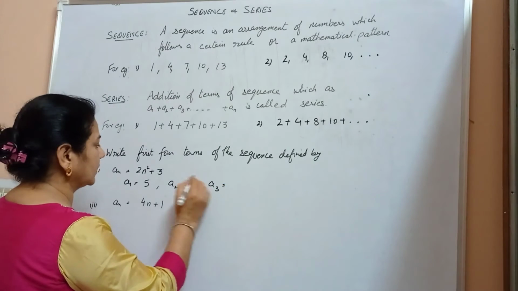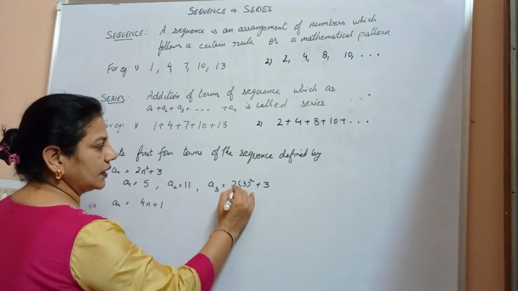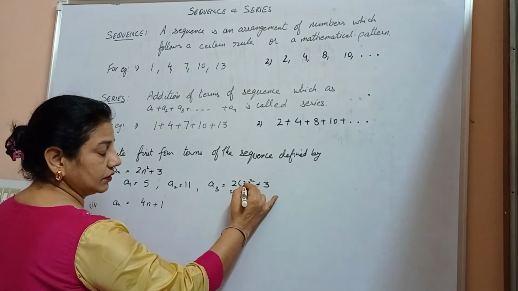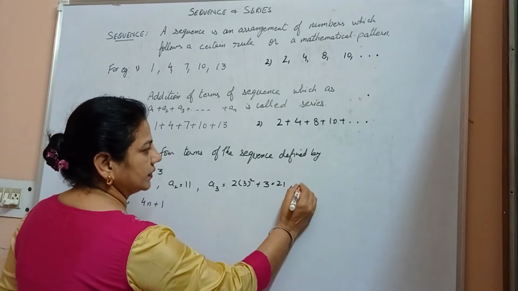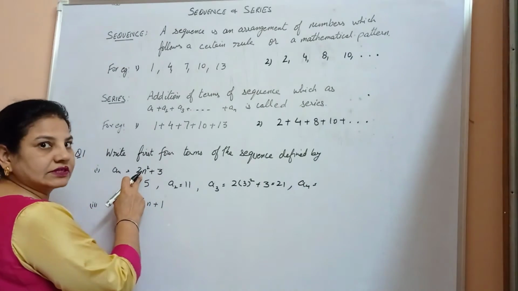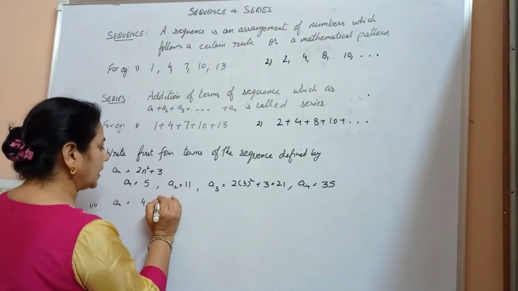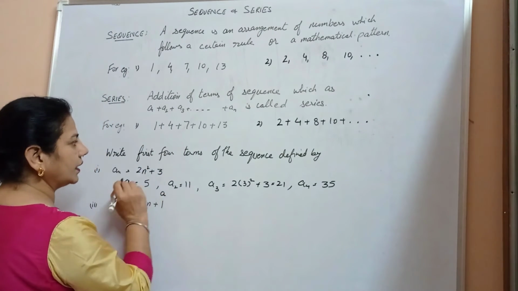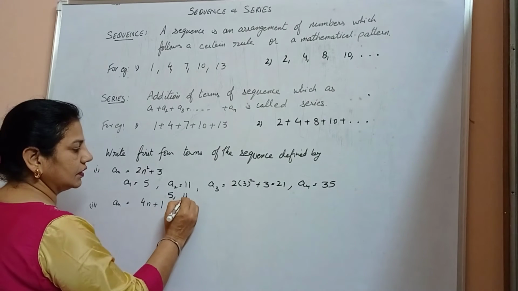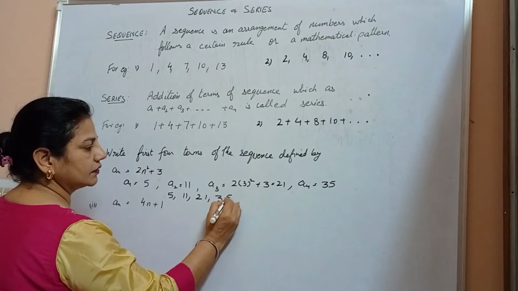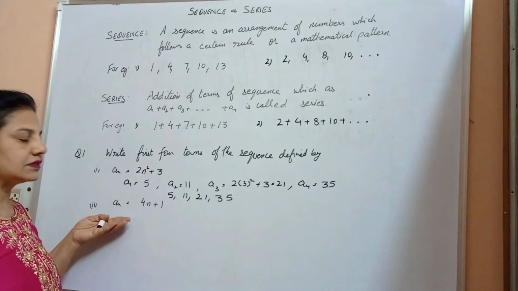Third term, 3 square plus 3, that means 9 into 2, 18, 18 plus 3, 21. And the fourth term, similarly, 4 square is 16, 16 into 2, 32, 32 plus 3, 35. So my required first 4 terms of the sequence are 5, 11, 21 and 35.